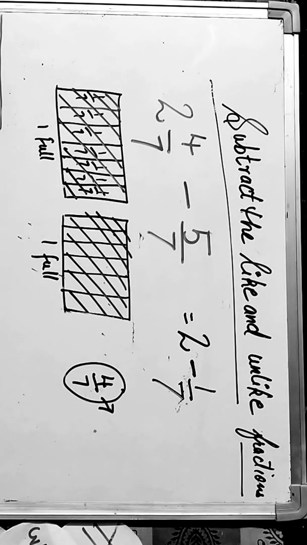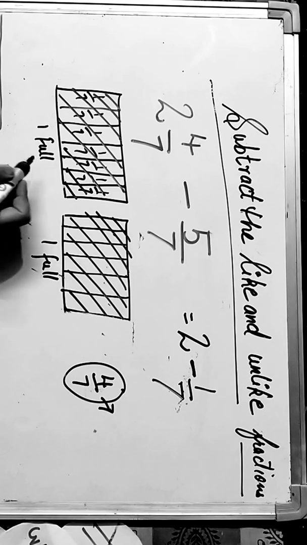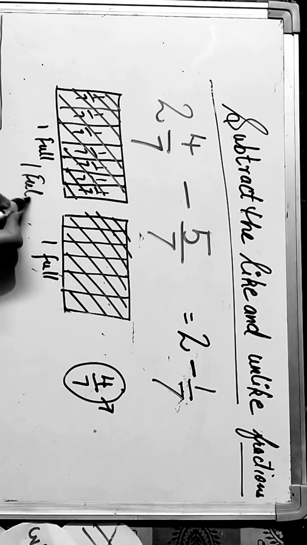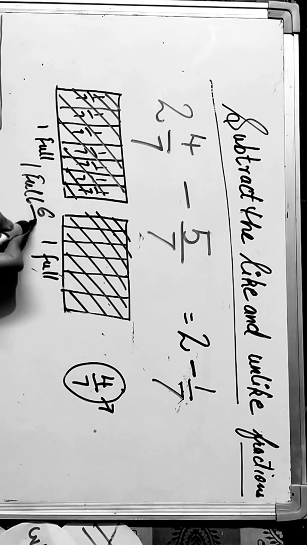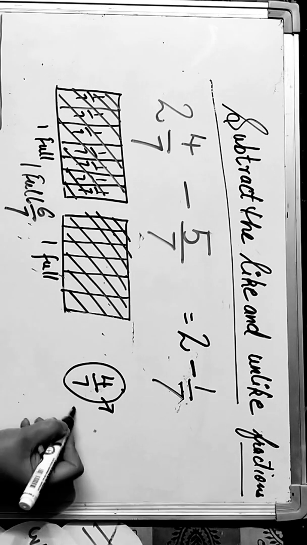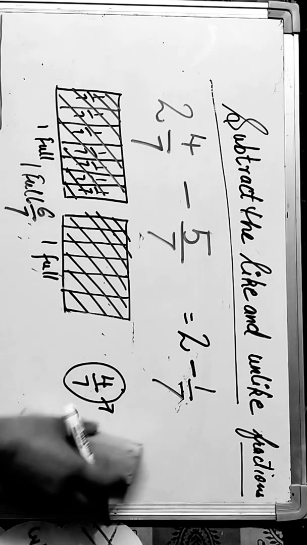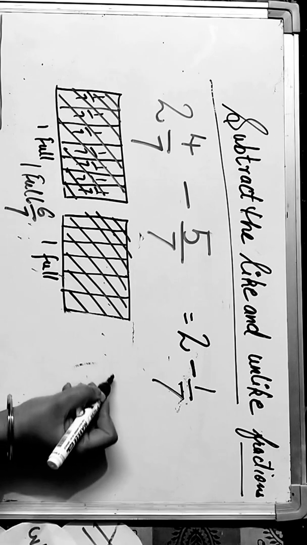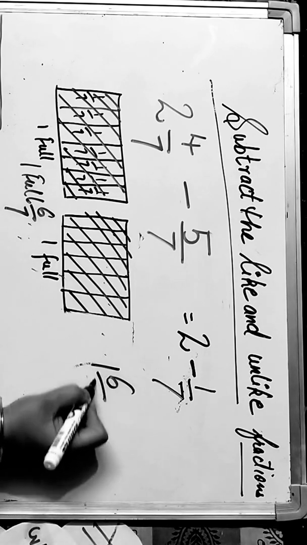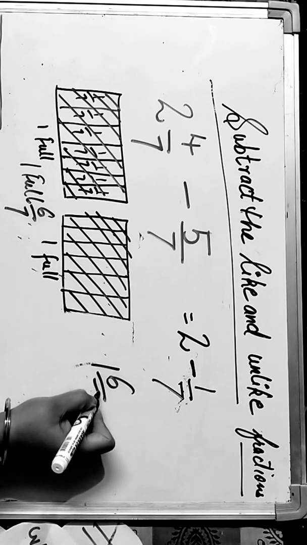If I take out this part, how much am I left with? I'm left with 1 full and how many 7ths? 6/7. How will I write it? What piece size am I left with? I am left with 1 full and 6/7.